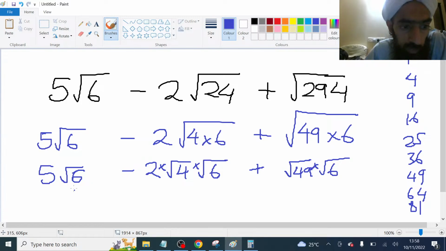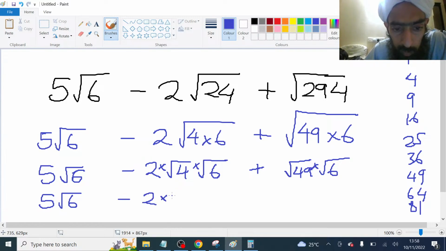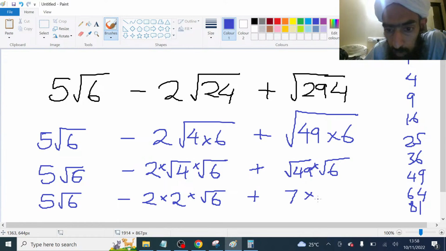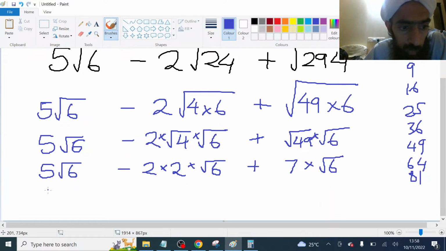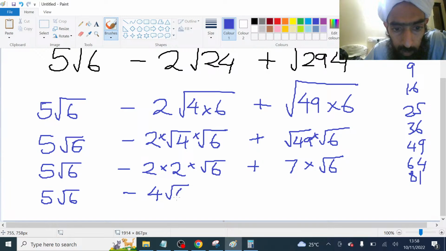Okay, so we've got 5 root 6 stays as it is. We've got 2 stays as it is, times root 4 can be changed to 2. Root 6 stays. Root 49 can go to 7. Root 6 stays. So now we've got 5 root 6, take away. We know 2 times 2 is 4. So that's 4 root 6. I am going to drop the times sign now. Plus 7 root 6.